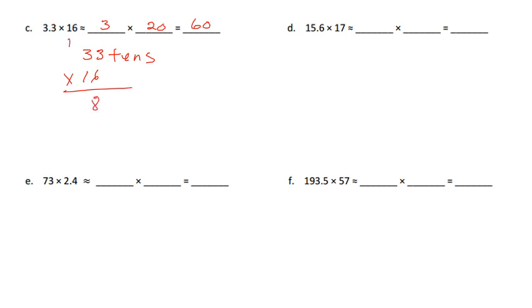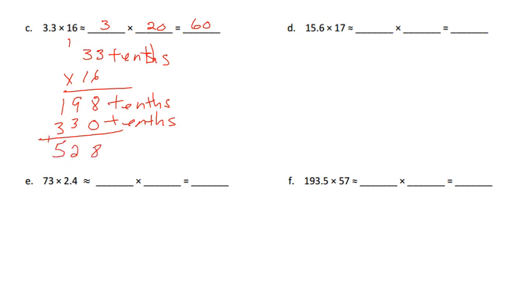6 times 3 is 18. Carry our 1. 6 times 3 is 18, and 1 is 19. That's 198 tenths. Should be tenths up here too, not tens. Now on the bottom, we're going to put a 0 because we're multiplying by 10. 1 times 3 is 3. 1 times 3 is 3. And that is also tenths. We add them together. That's 8, 12, 500, because we carried our 1, 528 tenths.